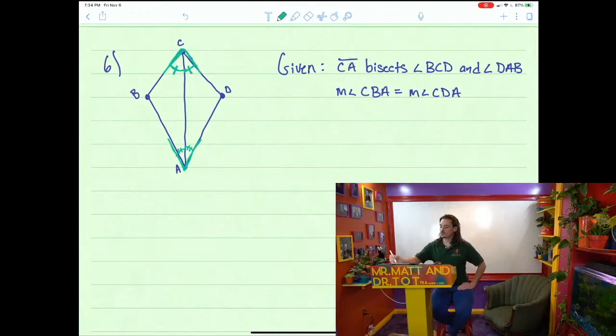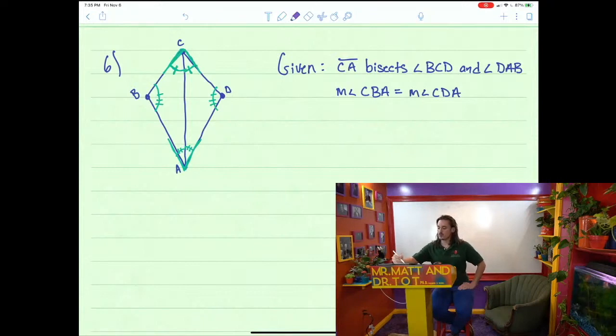Then we also know that the measure of angle CBA, which is this guy, is equal to the measure of angle CDA, which is this guy. So they're telling you here that all the angles are congruent. But remember that angle proves similarity, not congruency. So we can't use that to prove congruency.